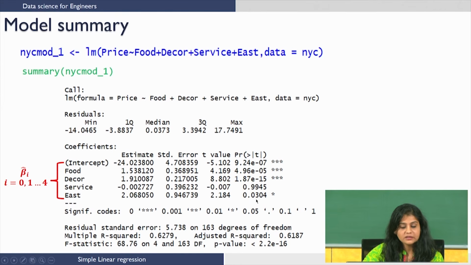Now if you see the p value for East, though it does not have a p value as low as that of food and decor, it is still okay, and the significance star is only 1. This tells you that if I have a significance level of, say, 0.025 or 0.01, then I can reject this term, but till then I can always keep it. So, let us look at the R squared value.